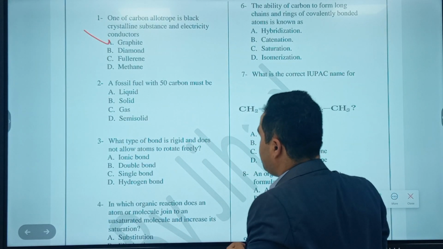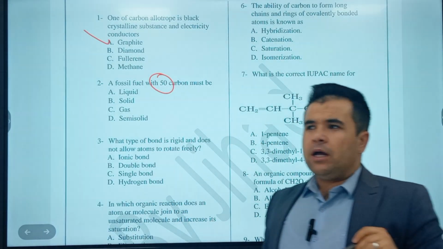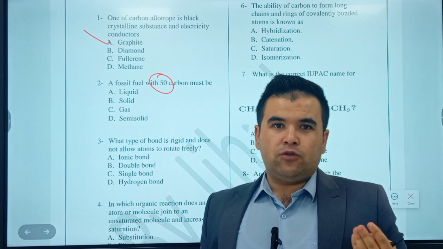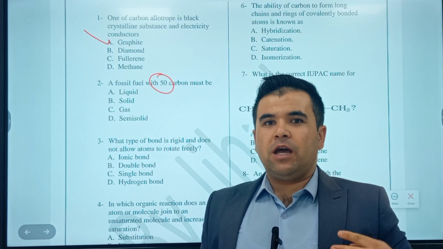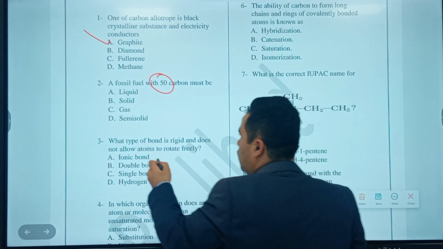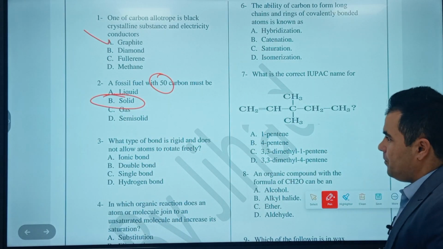A fossil fuel with 50 carbons must be hydrocarbons with a high number of carbons. So those hydrocarbons have a high number of carbons, and they appear as a solid rather than as the other states of matter.